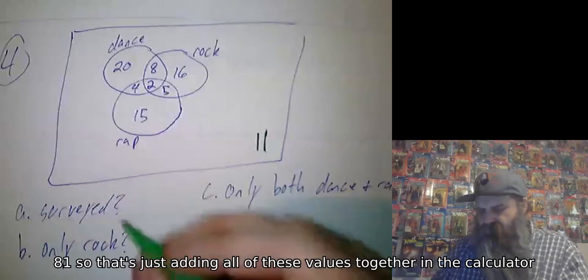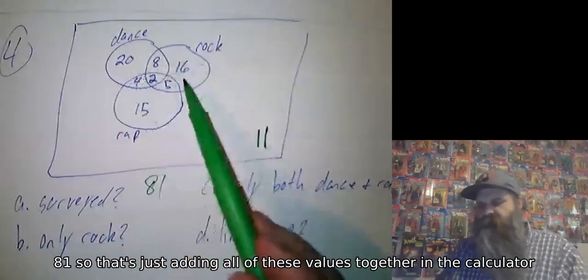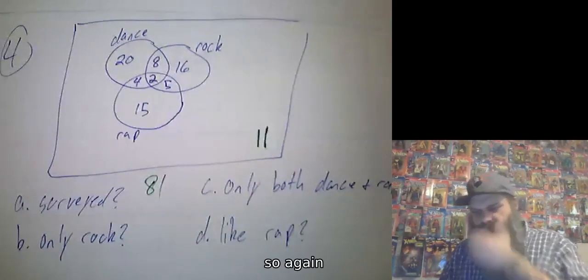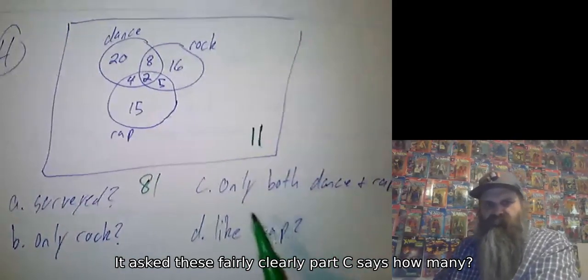And I get 81. So that's just adding all of these values together in the calculator. So again, it asks these fairly clearly.